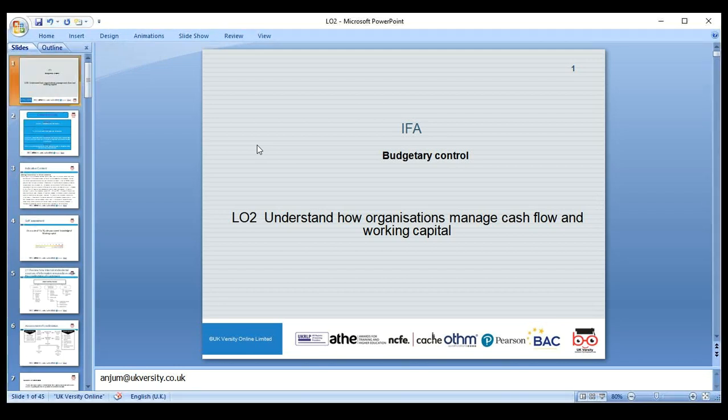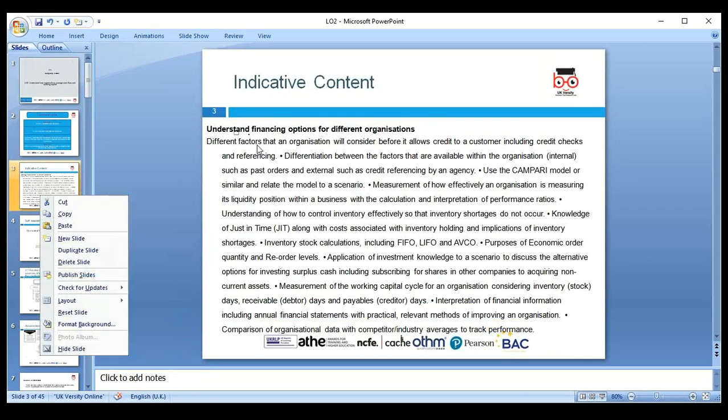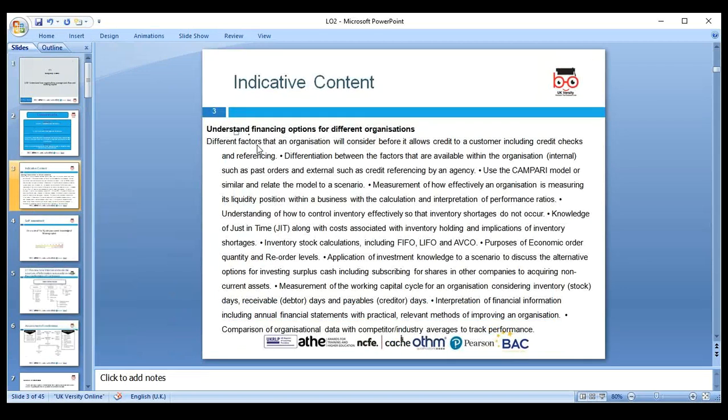Okay, we'll start. Today's lesson we'll go through LO2 and the LO2 indicative content: the different factors that an organization will consider when allowing credit to a customer. We'll discuss different models. Last lesson we discussed the Camry model as well, and our sources of finance.